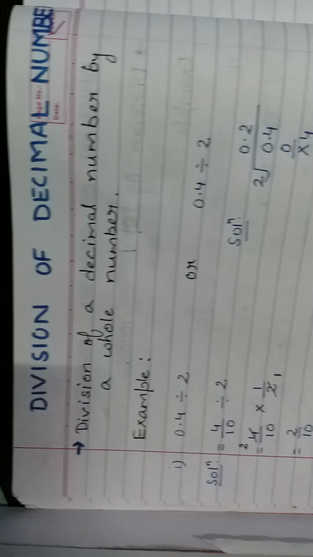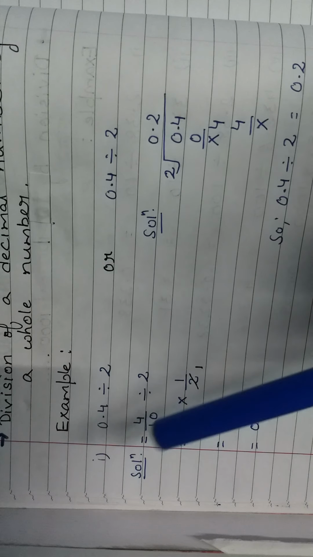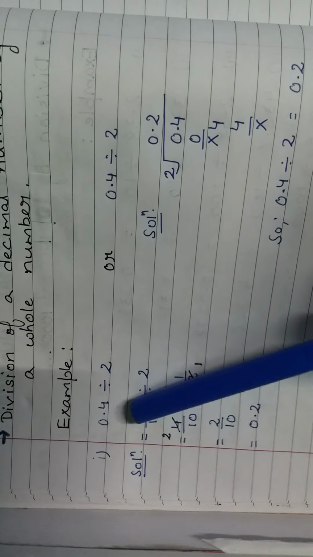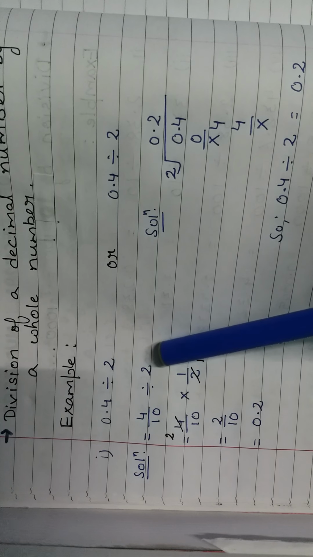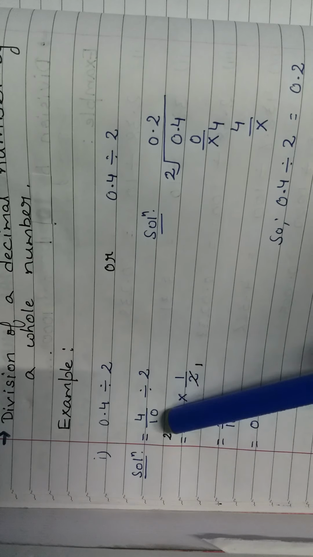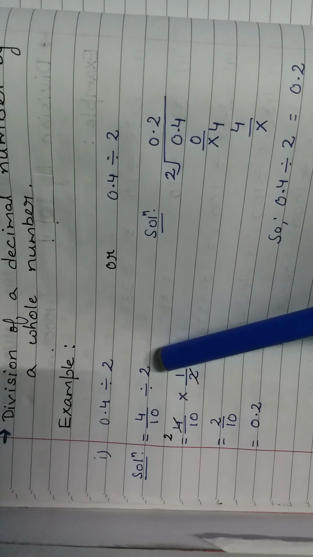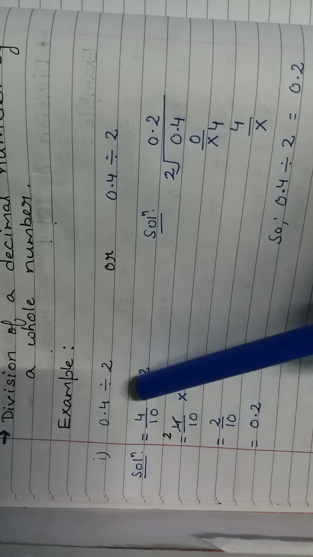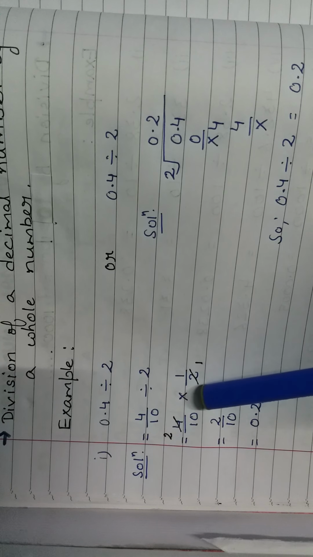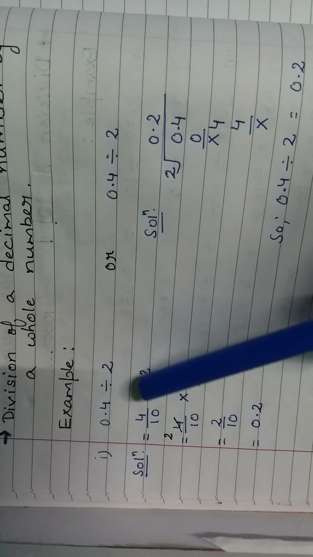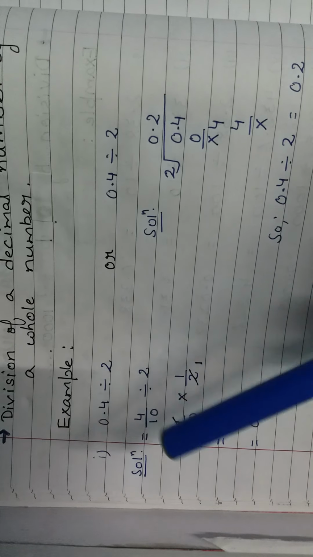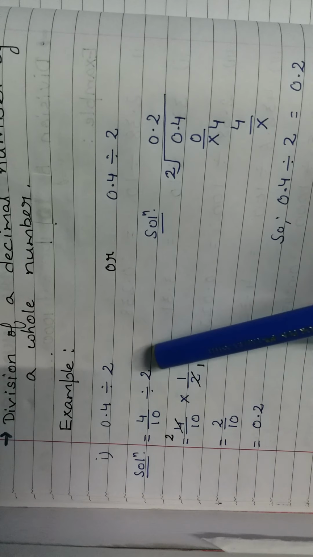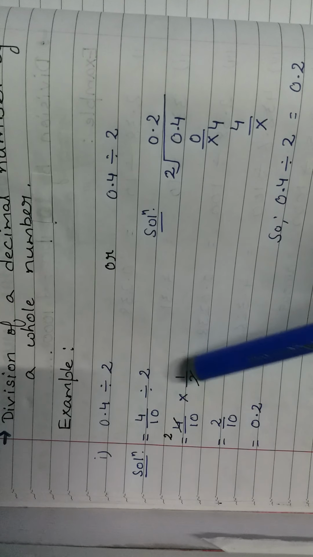So in this method, the first thing we have to do is change this decimal into a fraction. So we can write 0.4 as 4 upon 10 divided by 2. Now we can see we have a fraction divided by a whole number. For this, the dividend can come as it is, and then this division will be changed into multiplication, and then we have to write the reciprocal of the divisor. So 4 upon 10, this is changed to a multiplication sign, and then we write the reciprocal of the divisor, that is 1 upon 2.